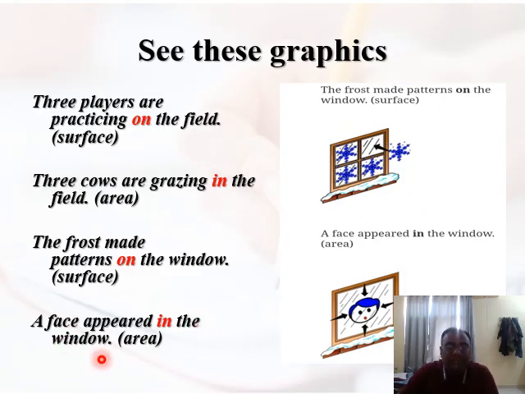A face appeared in the window. Now if you see someone standing inside the window or outside the window, you will say in the window, meaning in the area of the window. Okay, you have to understand the deeper meaning also. If you understand the deeper meaning of a preposition, it will be easier for you to understand the use also.